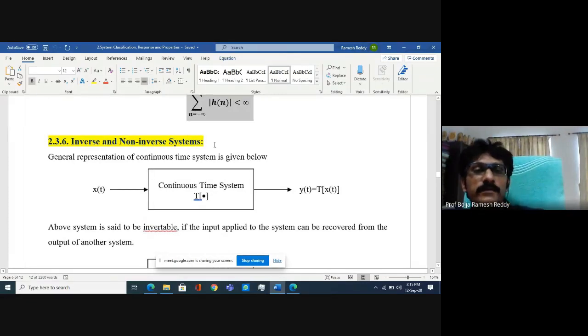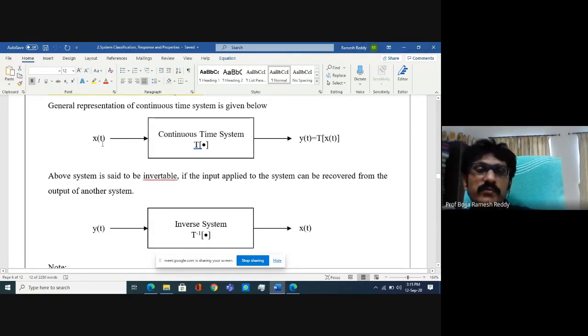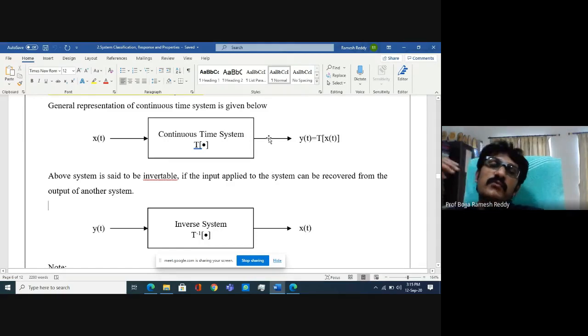The next property is inverse and non-inverse systems. Here, what are inverse systems and what are non-inverse systems? See how to test the system for invertibility. Take the same system where input is x of t, defined in the continuous time domain. It can be defined in discrete time also. Give x of t as input and take y of t as output. This is the original system.